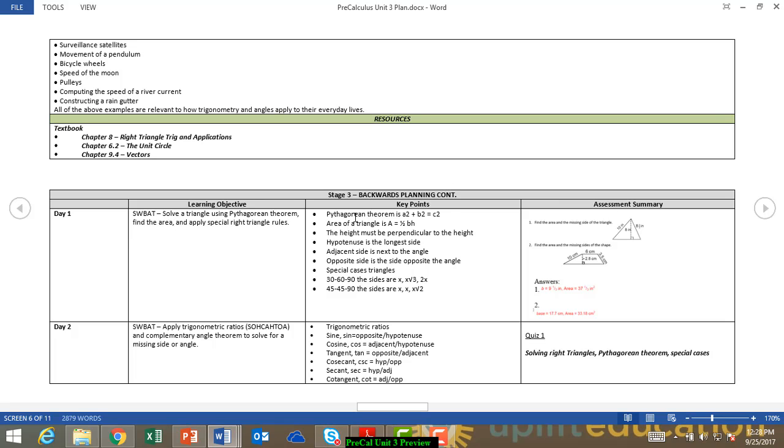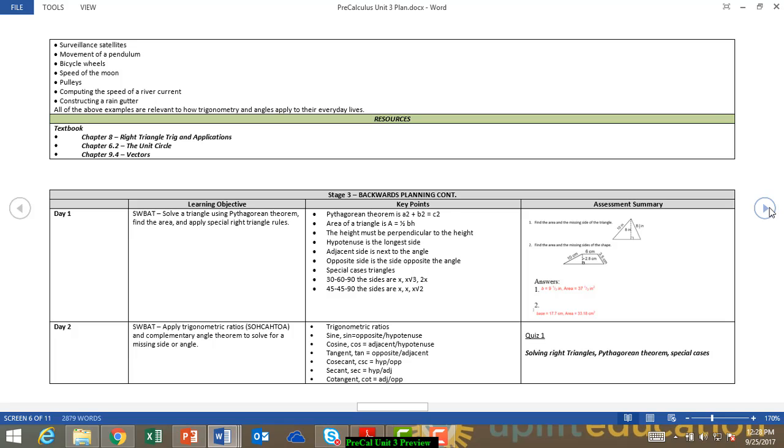So let's look at our daily lessons. We have day 1. You're looking at reviewing some special right triangle rules. This is key for the ACT. I'd make sure that you pull some really challenging ACT questions around special right triangle rules or even Pythagorean theorem and tie that directly into your lesson.